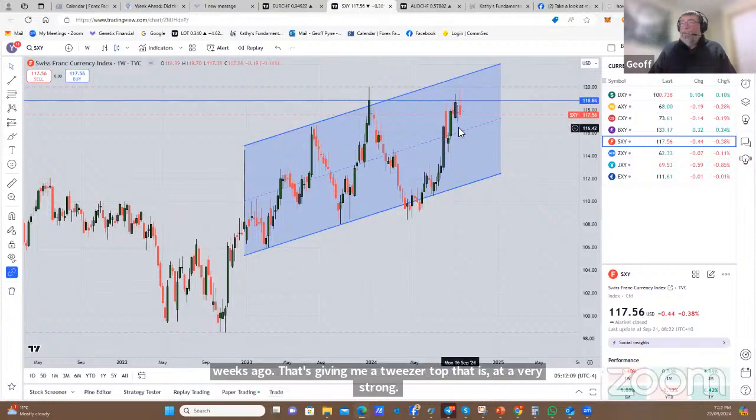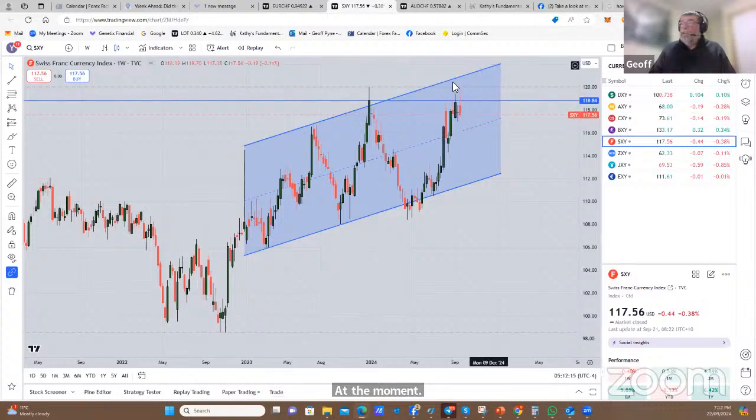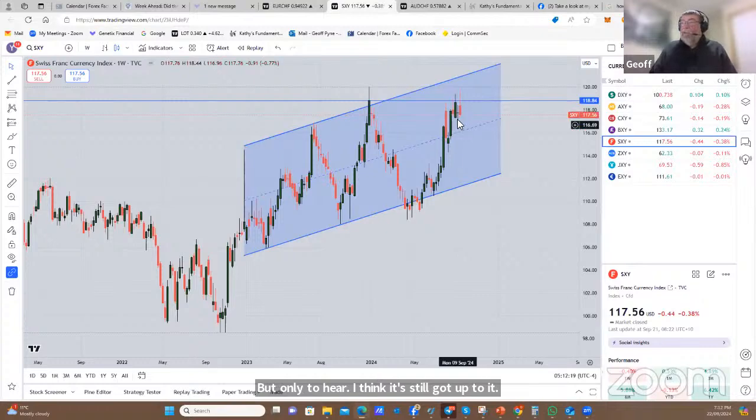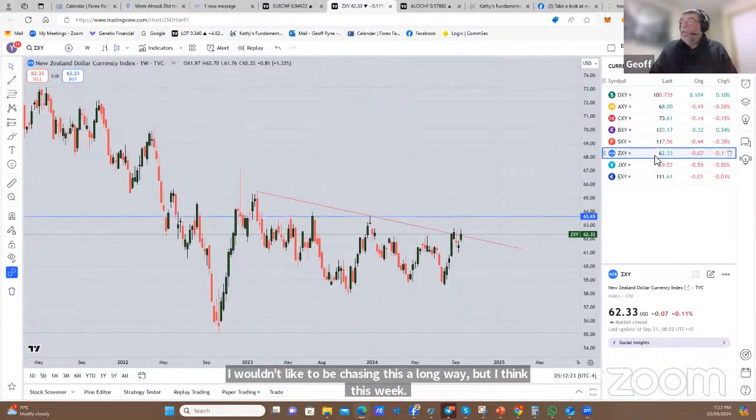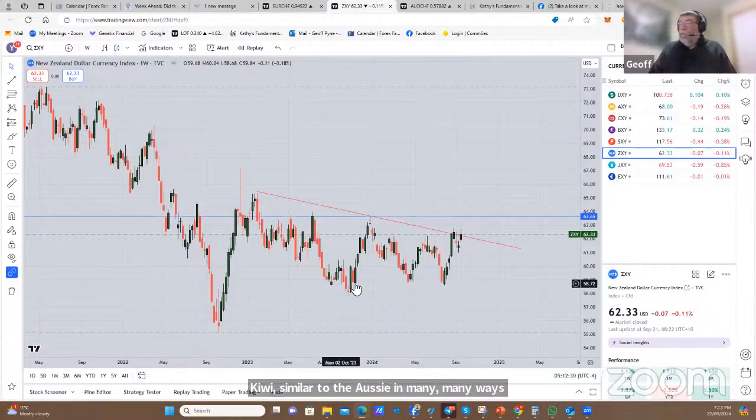So I've got to be bearish the Swissy at the moment, but only to here. I think it's still got upside to it. So I wouldn't like to be chasing this a long, long way, but I think this week the Swissy is under pressure. Kiwi, similar to the Aussie in many, many ways, of course. They're kind of kissing cousins.